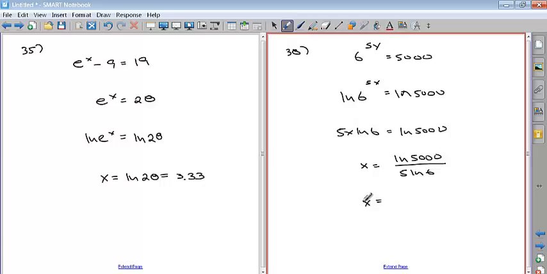And x is, so the natural log of 5,000 is 6.8517. Divide by 5 and divide by the natural log of 6. And I get 0.9507. So again, 6 raised to the 5 times 0.9507 is 4,999.7.